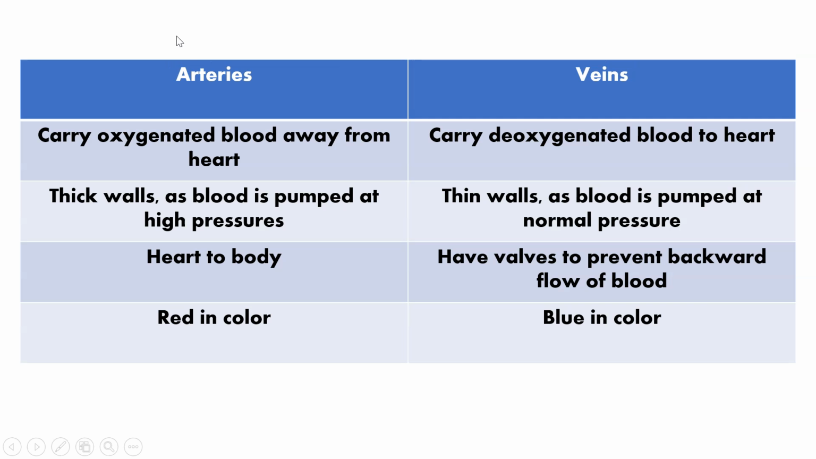As you can see here, arteries carry oxygenated blood away from the heart to the body where it's required, whereas veins carry carbon-rich blood to the heart. Thick walls comprise arteries because the blood is pumped at high pressures through the heart, whereas the veins have thin walls as the blood flows at a normal pressure. However, veins have valves to prevent backward flow of blood. Arteries are heart to body, veins are body to heart. And as I mentioned earlier, arteries are red in color and veins are blue.